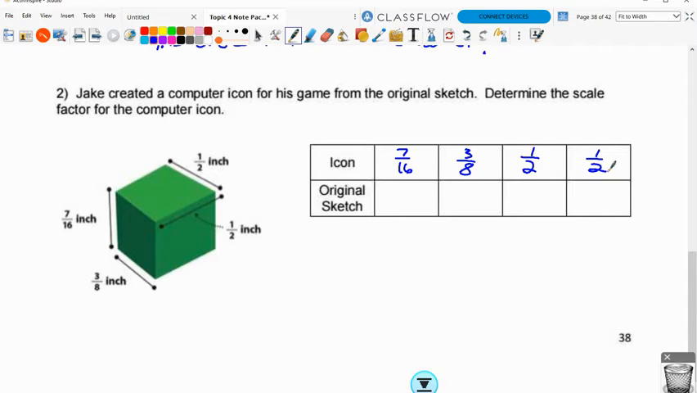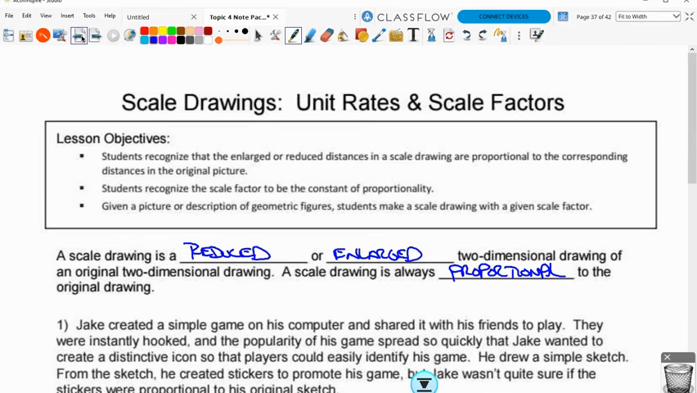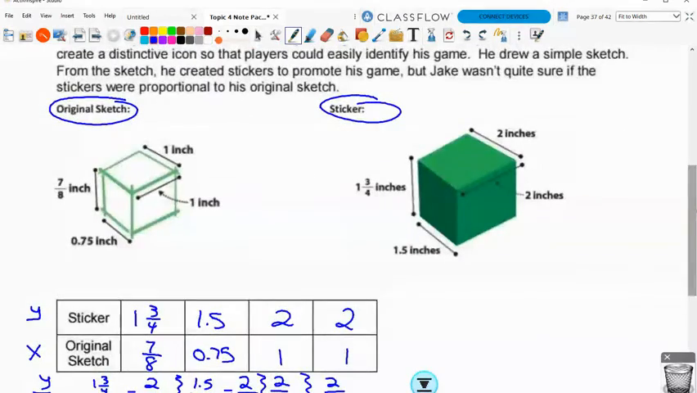We need to get the corresponding lengths on the original sketch. So 7/16 is this left edge. That corresponds to what on the original sketch? Well, the original sketch, the left edge right here was 7/8.